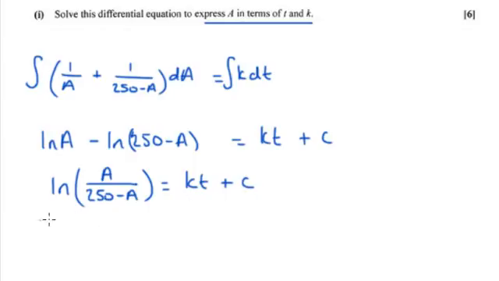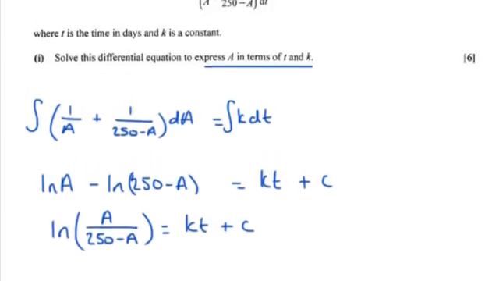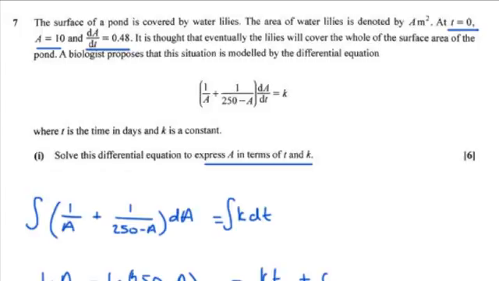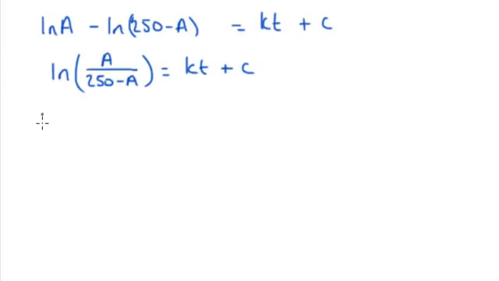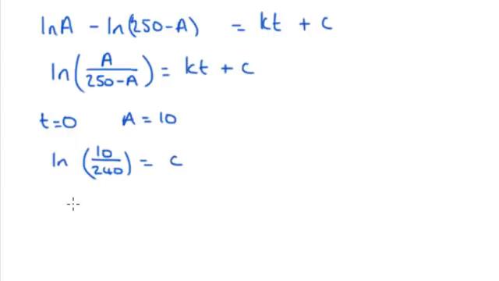We can use the fact that at the beginning of the question, one of those things I underlined was that when t is 0, A is 10. So I'm going to use that now. When t is 0, A is 10. So if we substitute that in, we're going to get natural log of 10 over 240 needs to equal nothing, k times 0 is 0, plus c. So c is equal to the natural log of 1 over 24.